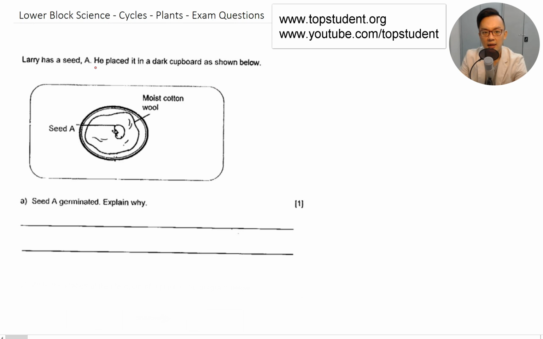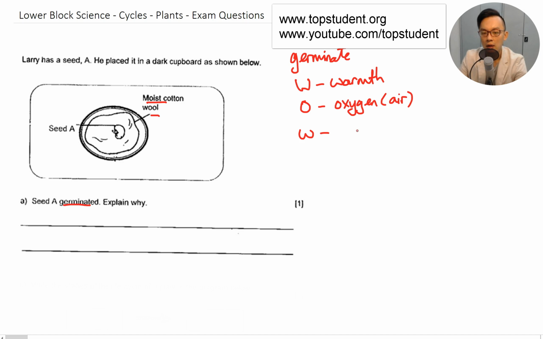Larry has a seed A. He placed it in a dark cupboard as shown below. So seed A is here. There's moist cotton wool. Seed A germinated. Explain why. So to germinate, which is to grow into a plant, the seeds need these three things called WOW, right? So the first W is warmth. The second, the O, is oxygen, or also known as air. And the third one is water, right?